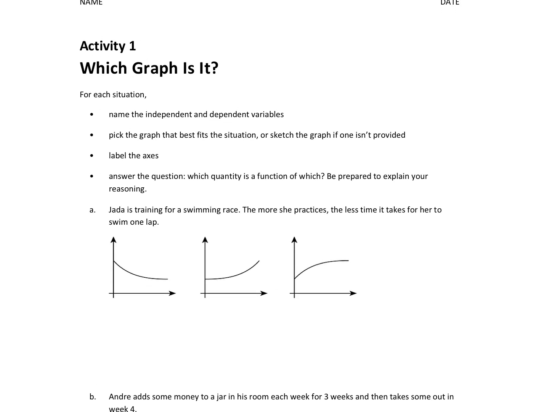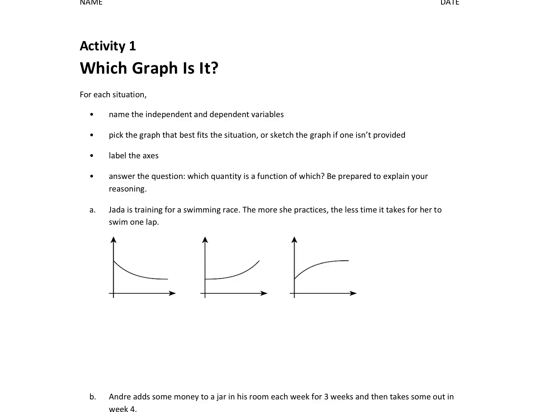All right, for this activity, we have a couple of situations, and what you're going to need to do is first identify the independent and dependent variables, choose the graph that best fits that situation, or sketch one if it isn't provided, label the x and y axes, and then answer the question, which quantity is a function of which? Be prepared to explain your reasoning. So you should have a good explanation as to why. So go ahead, pause the video, and work on that.